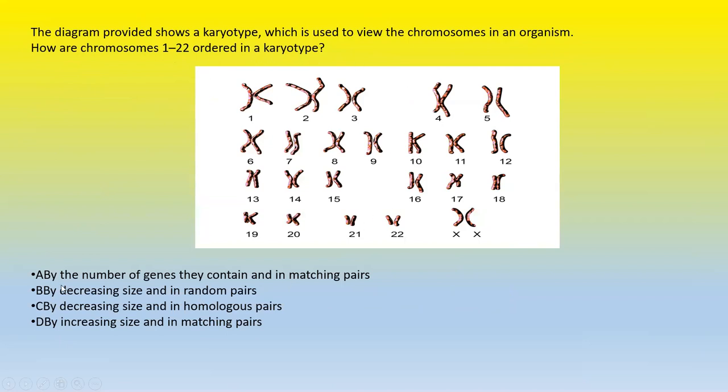Okay, how are chromosomes 1 to 22 ordered in the karyotype? By the number of genes they contain and in matching pairs, or decreasing size? We agreed they go from the bigger to the smaller, so their size decreases. Decreasing size in random pairs, of course no, they are not random at all. Decreasing size in homologous pairs, or increasing size in matching pairs? Of course, it is decreasing size in homologous pairs.